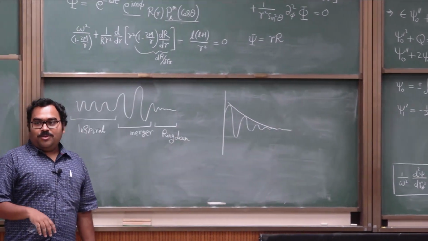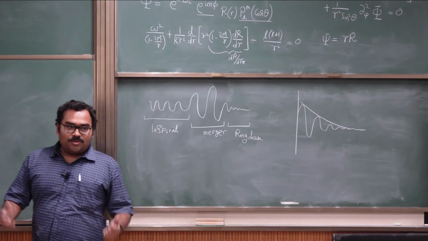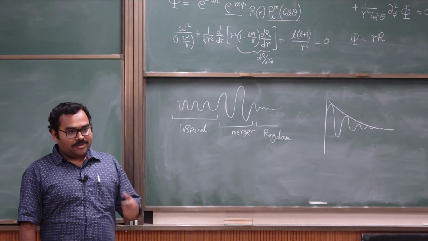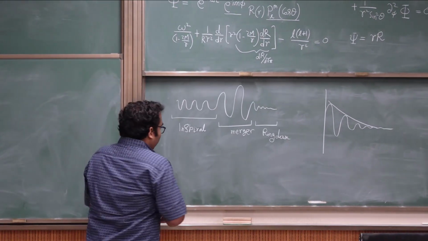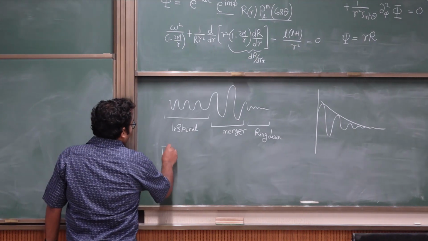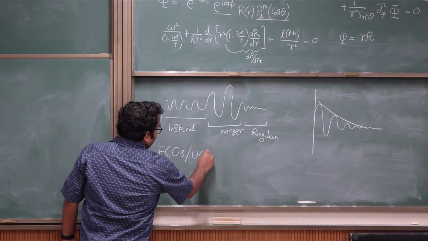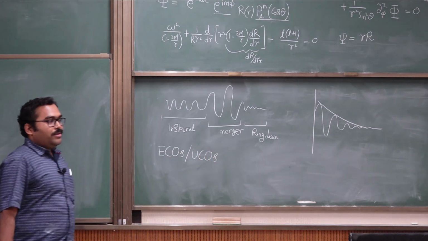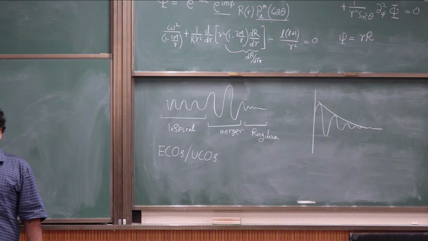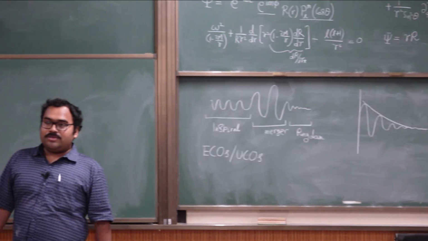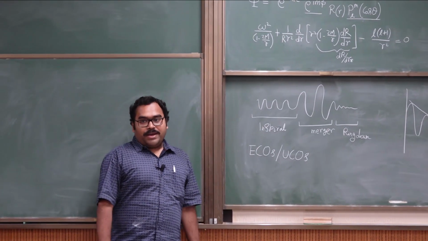I mean, they do not have a singularity, they do not have a horizon, so there is no question of an information loss paradox and so on and so forth. These objects are collectively called ECOs or UCOs, whatever you prefer. ECO stands for exotic compact object, UCO stands for ultra compact object.